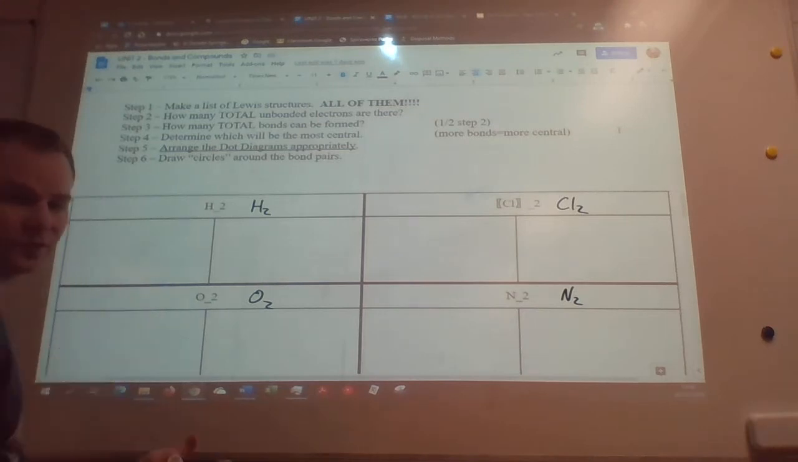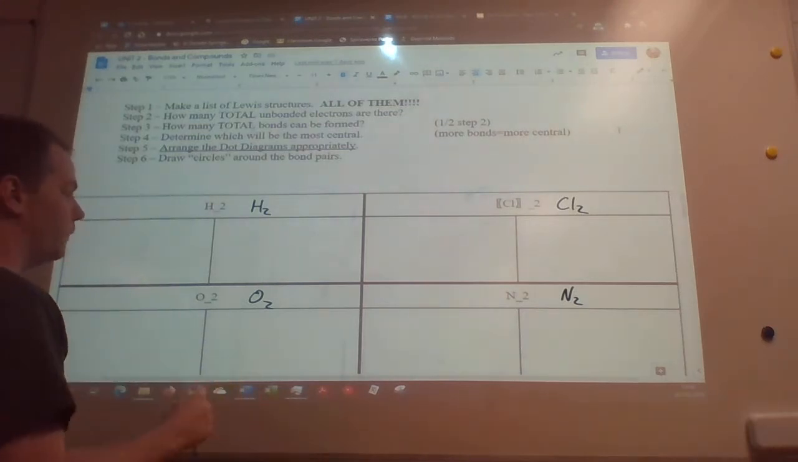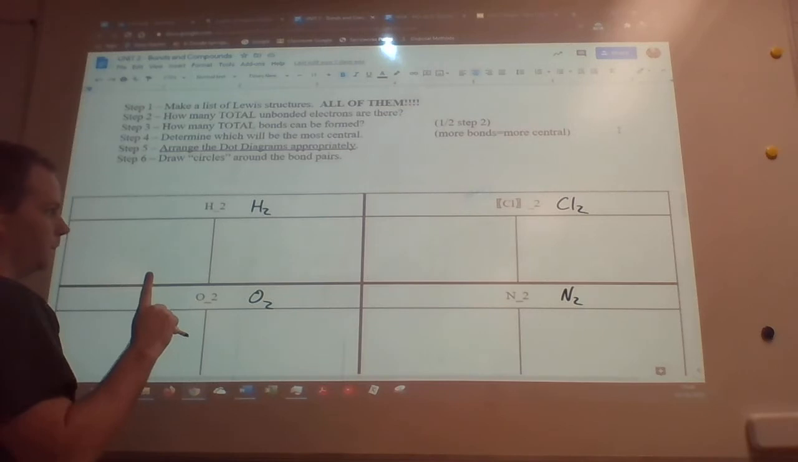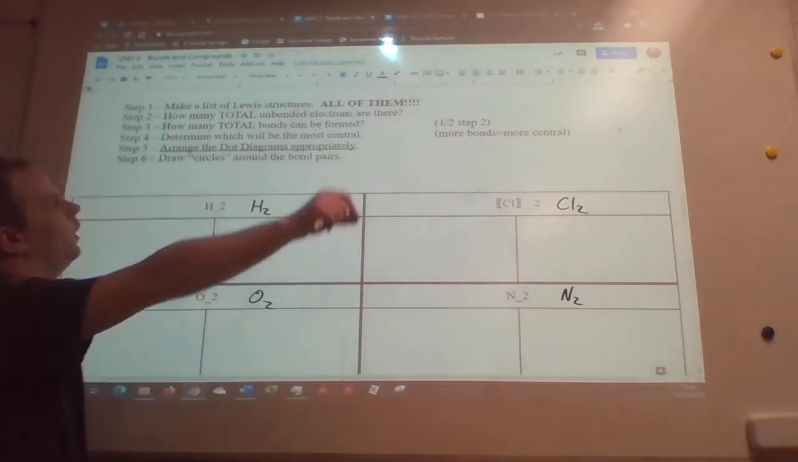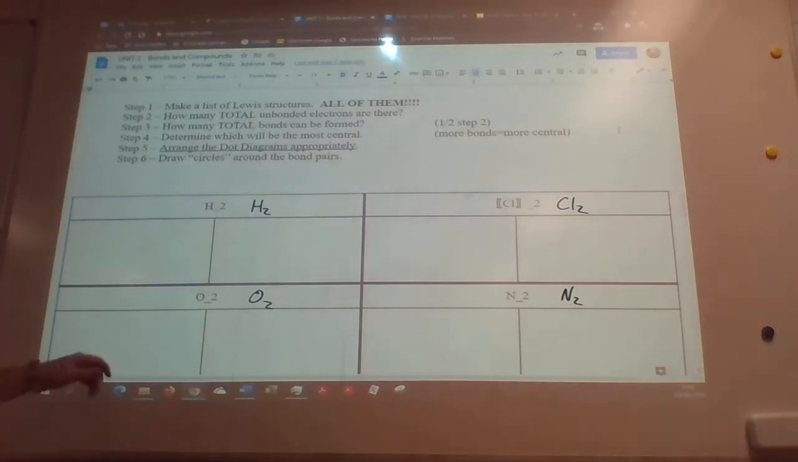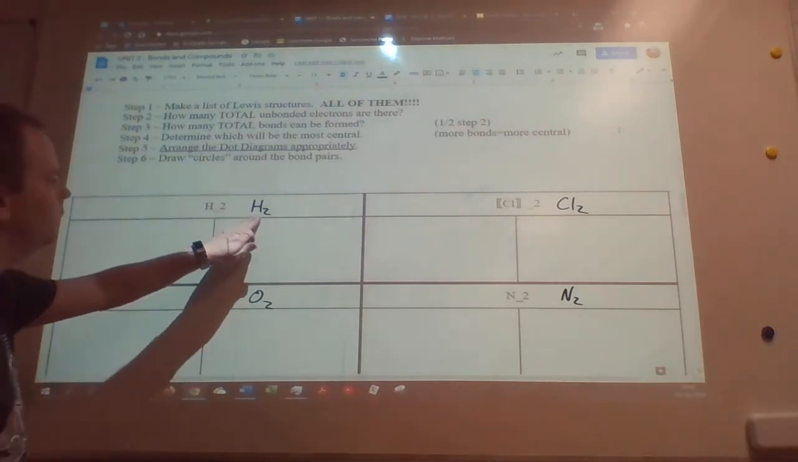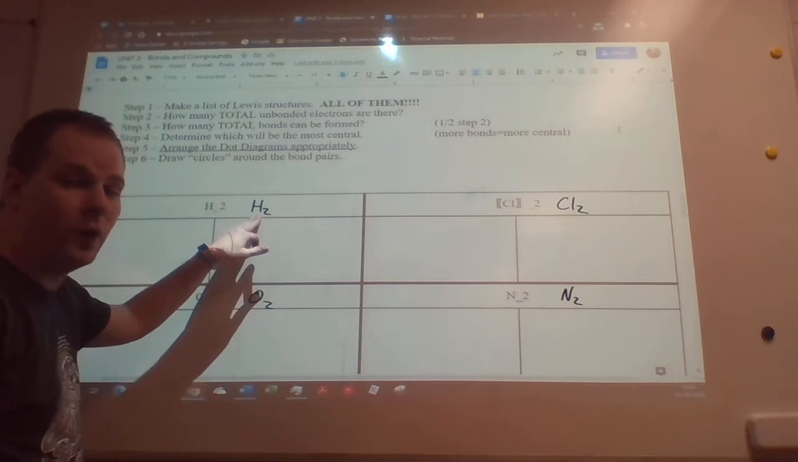That way you can see them side by side, and it will be helpful for you in the future. Now, the first rule is make a list of all the Lewis structures. Okay, all of them. So we have H2. That means there are 2 hydrogens.